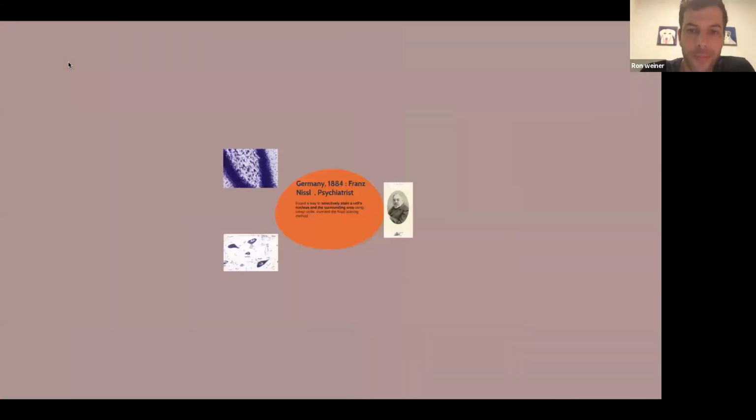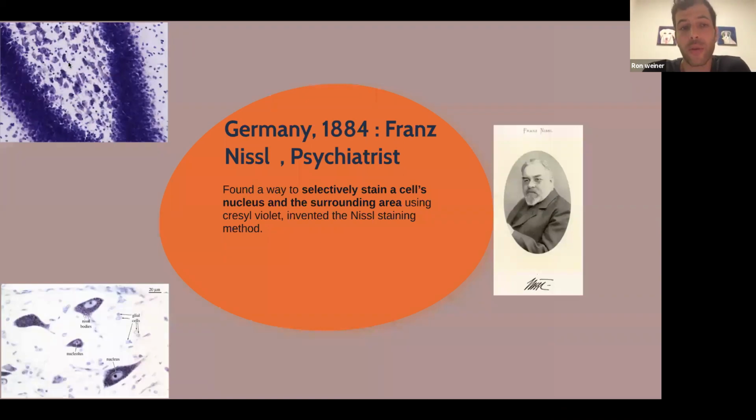Together with him, some other researchers also contributed to this effort. Franz Nissl, a psychiatrist from Germany, used a different technique using crystal violet, later called the Nissl staining method. The technique was able to differentiate between the nucleus of the nerve and the rest of the nerve. You can see here in the left bottom picture the Nissl bodies, which are in the surrounding area of the nerve. We have the nucleus here, and we have the nucleolus inside.